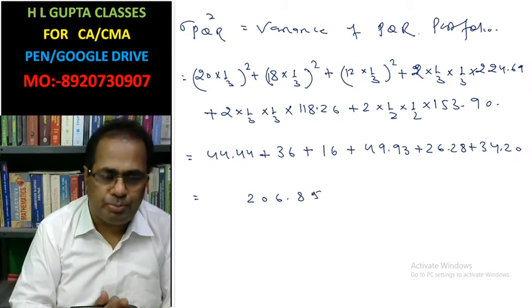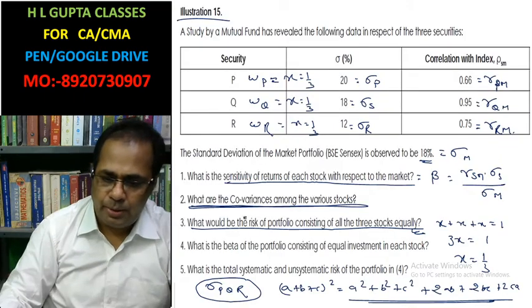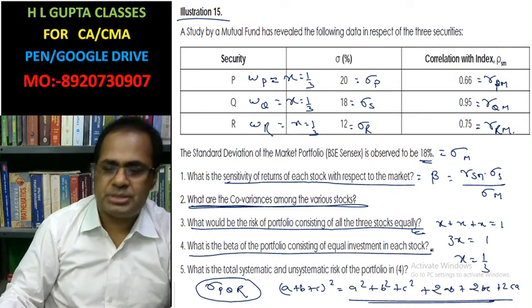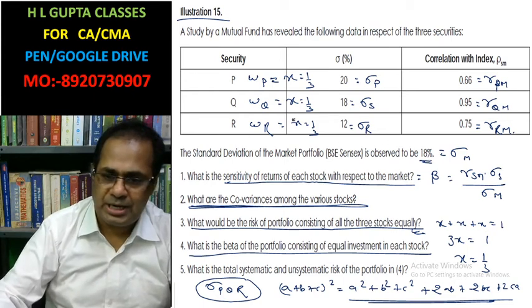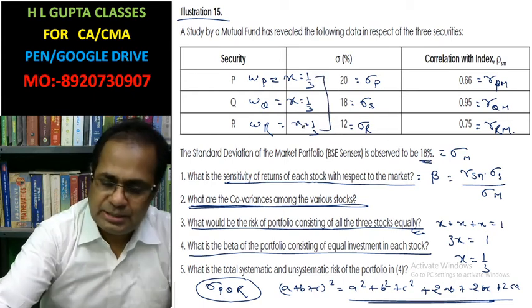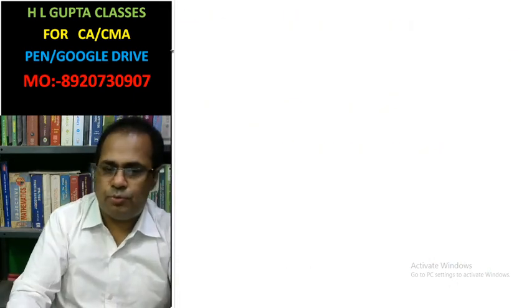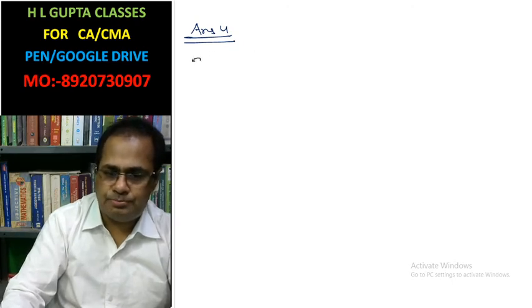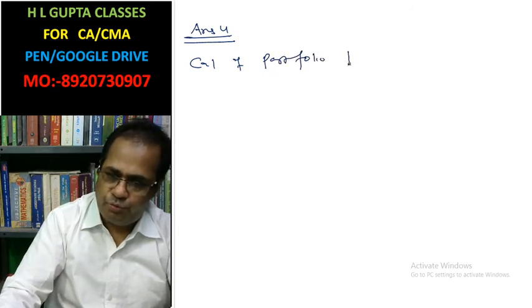Now you can calculate portfolio beta. In this question, what is asked next? Now in the fourth part, what is the beta of the portfolio consisting of equal investment weights? Weights are equal. In this case, the answer of the fourth part you will calculate here. Answer of fourth part: calculation of portfolio beta.